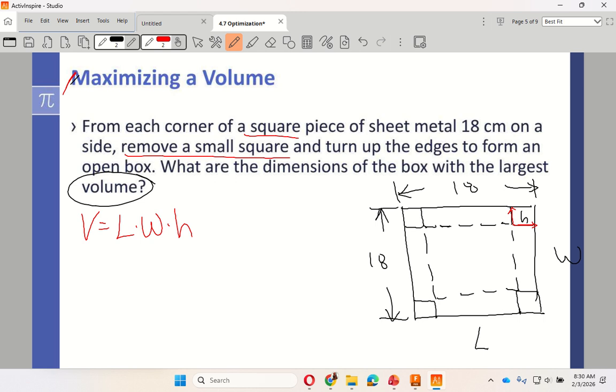Height, minus 2h. Or 18 equals L minus, you don't have to go that far. Just incorporate the h into that. Yeah, minus 2h. So you'd start with 18. 18 minus, very good, 18 minus 2h. So that would be the length of this. So the length and the width are going to be the same. So I'd say 18 minus 2h.